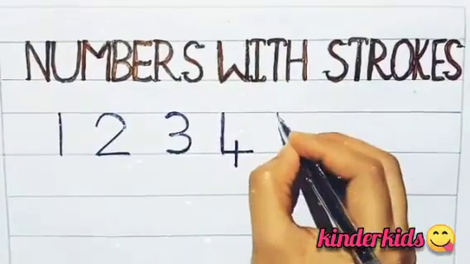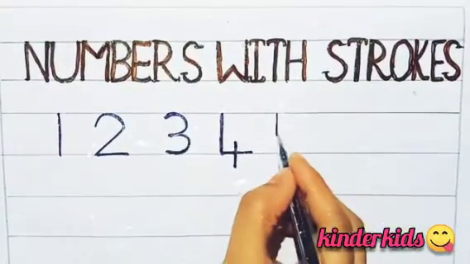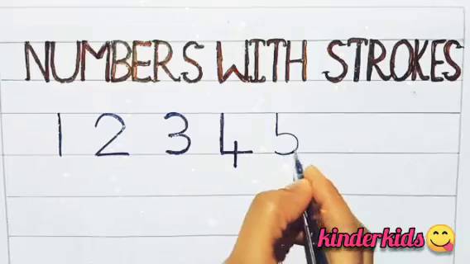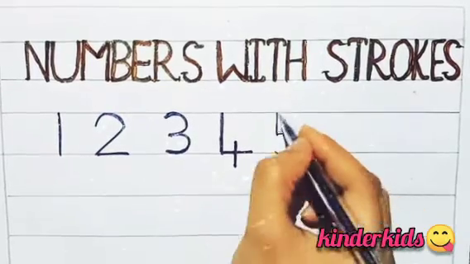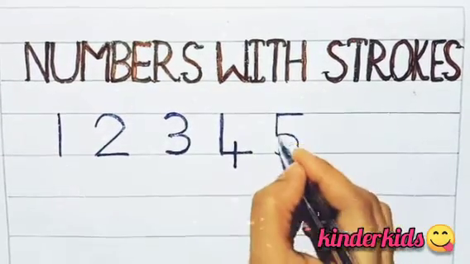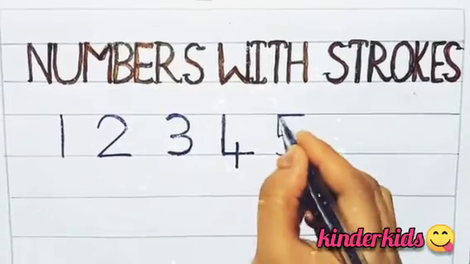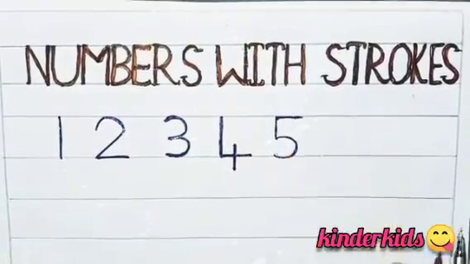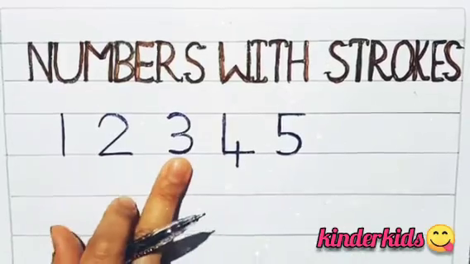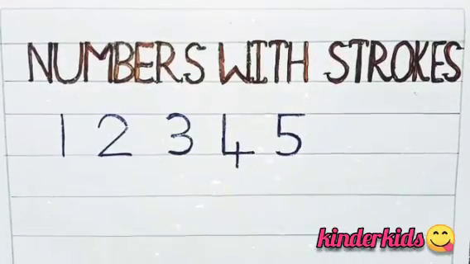Next comes five. Standing line, from here we have to join a left curve, then again a sleeping line here. Standing line, left curve, sleeping line. This makes five. One, two, three, four, five.